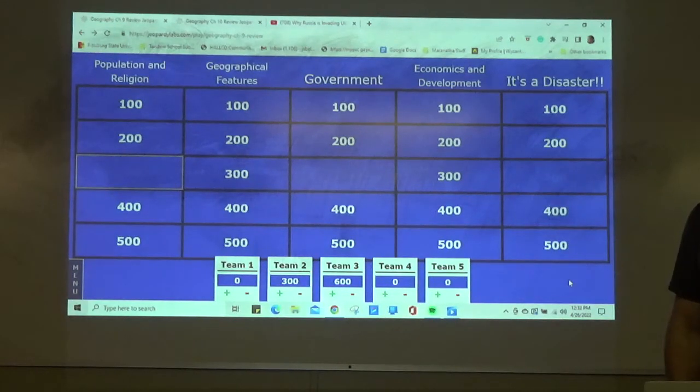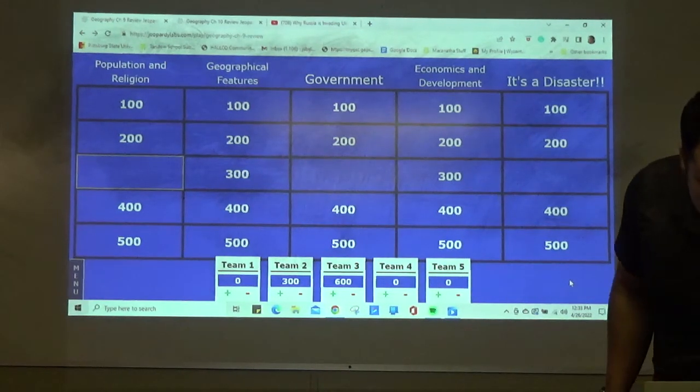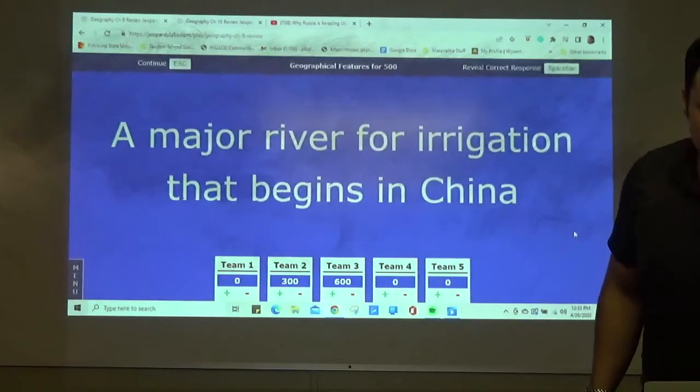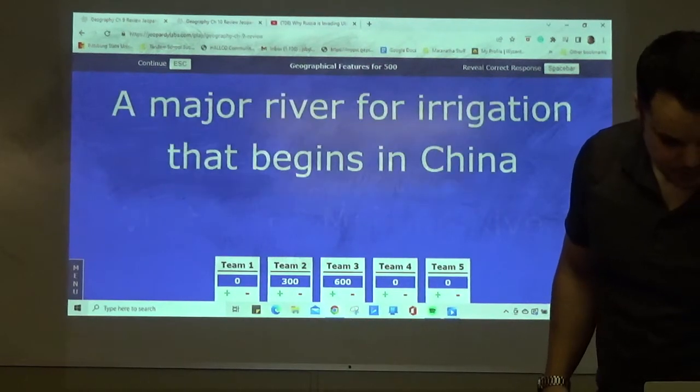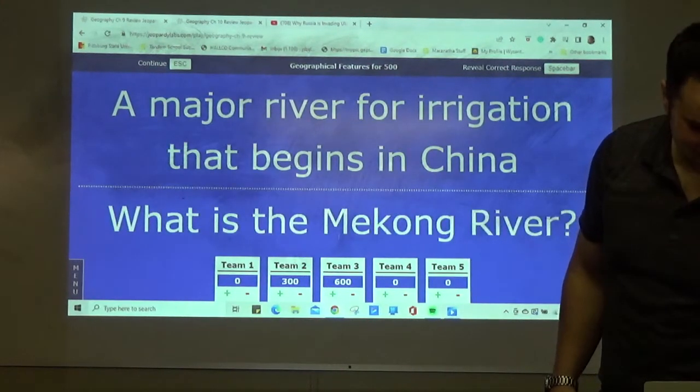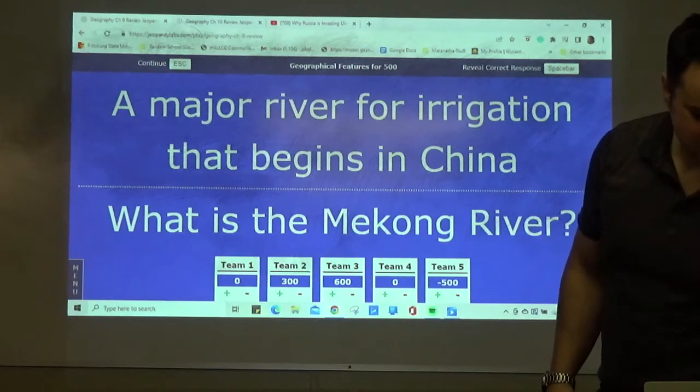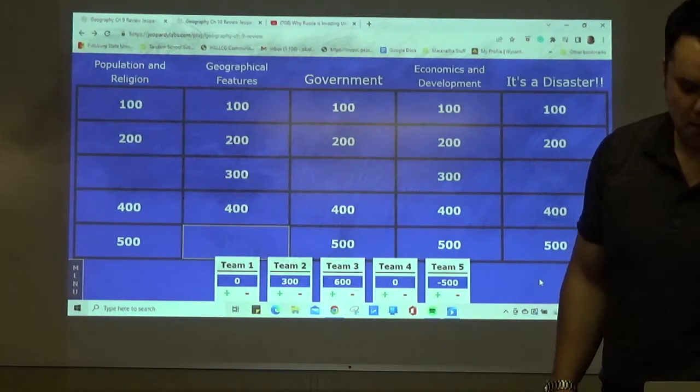Team 3, go ahead. Geographical features 500. A major river for irrigation that begins in China. In the back. The Yangtze. The Mekong. Sorry, team 5. Wow.